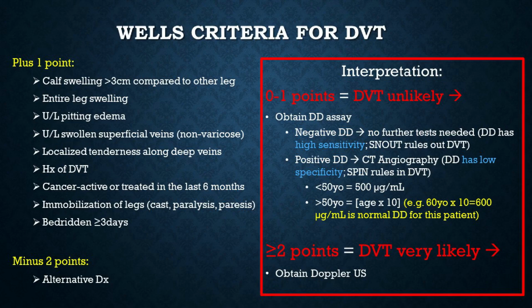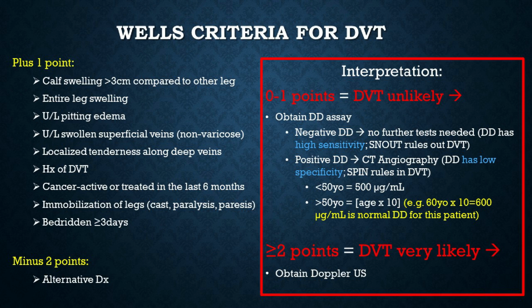And you can see here the Wells criteria for DVT, which basically help us to diagnose DVT, because as we said, the signs and symptoms when the patient presents are non-specific. Alright, so let's go over this. Now for the following symptoms, the patient gets 1 point. Calf swelling more than 3 centimeters compared to the other leg, entire leg swelling, unilateral pitting edema, unilateral swollen superficial veins which are not varicose veins, localized tenderness along the deep veins, history of DVT, cancer which is active cancer or treated cancer in the last 6 months, immobilization of the legs due to cast, paralysis or paresis, and bedridden if the patient is bedridden for 3 or more days.